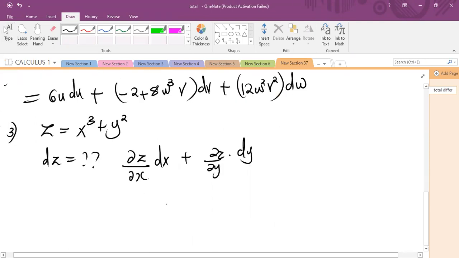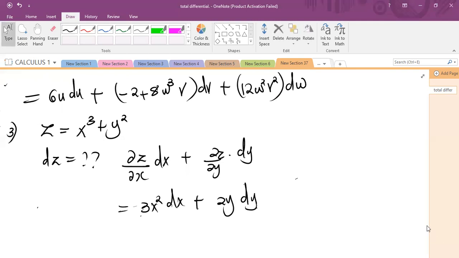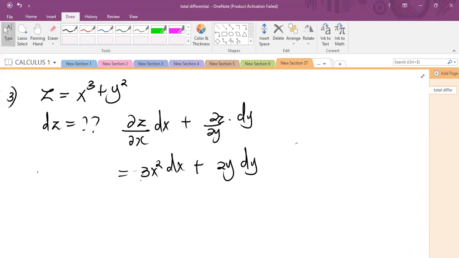Okay, so evaluating the partials, we have the partial derivative of z with respect to x, y will be treated as a constant. So differentiating that, we get 3x squared plus 0, because this will be a constant, dx plus the partial derivative of z with respect to y, x will be treated as a constant. So differentiating this we get 0. Then we have 2y dy.